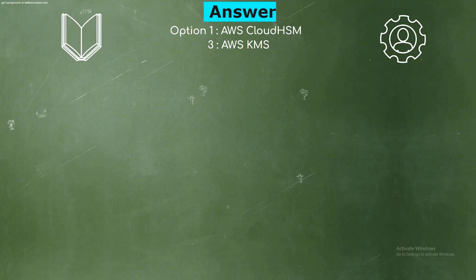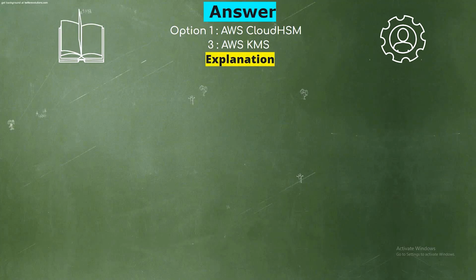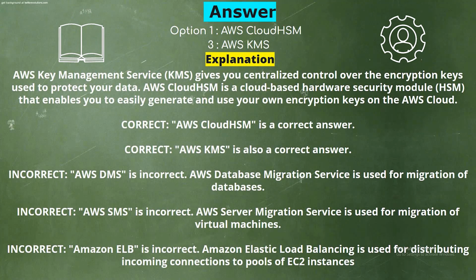AWS KMS. Explanation. AWS Key Management Service, KMS, gives you centralized control over the encryption keys used to protect your data. AWS CloudHSM is a cloud-based hardware security module, HSM, that enables you to easily generate and use your own encryption keys on the AWS cloud. Correct. AWS CloudHSM is a correct answer. Correct. AWS KMS is also a correct answer.